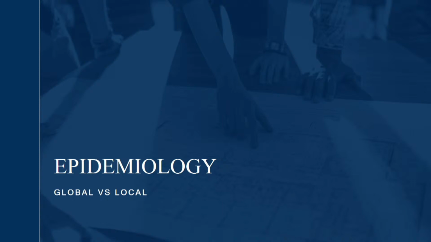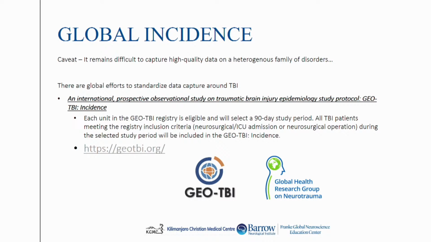So we know that TBI is a significant problem around the world, and one of the highest causes of mortality, especially in younger populations, pediatric and young adults. Globally, there are efforts to standardize capturing data around TBI prevalence. There are a number of registries making efforts to collect high quality data around TBI incidence, prevalence, and mechanisms from a variety of different settings. Although there are common themes as to how TBI occurs around the world, obviously there are going to be variations depending on the setting that you're living and working in.